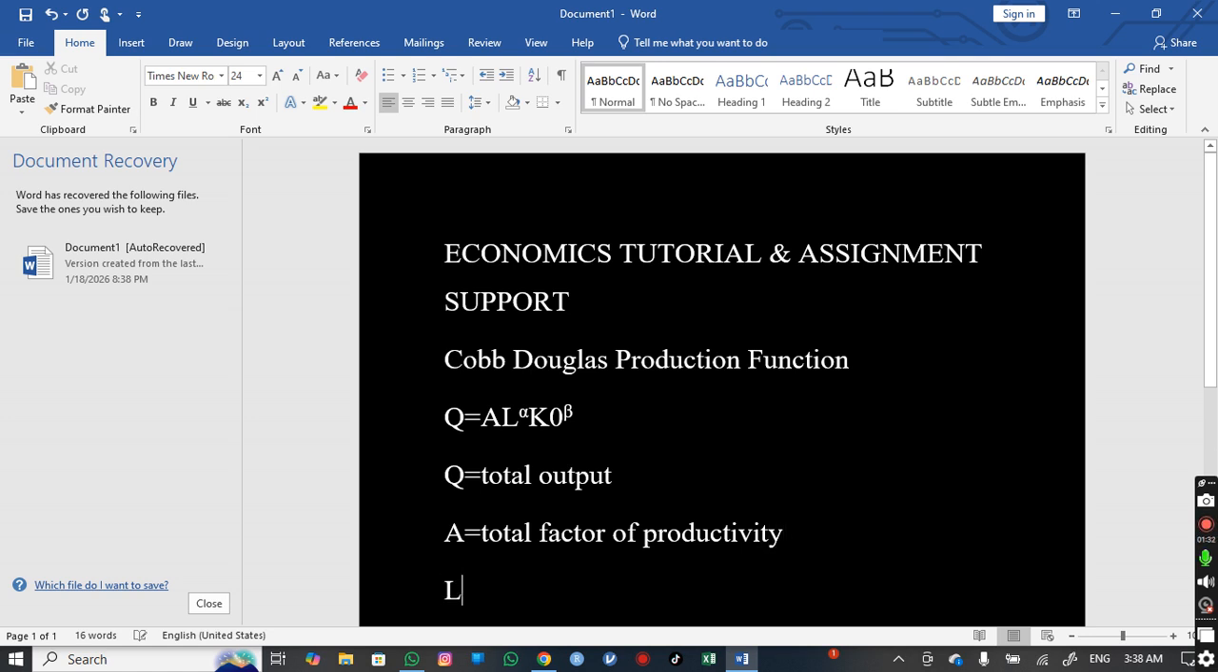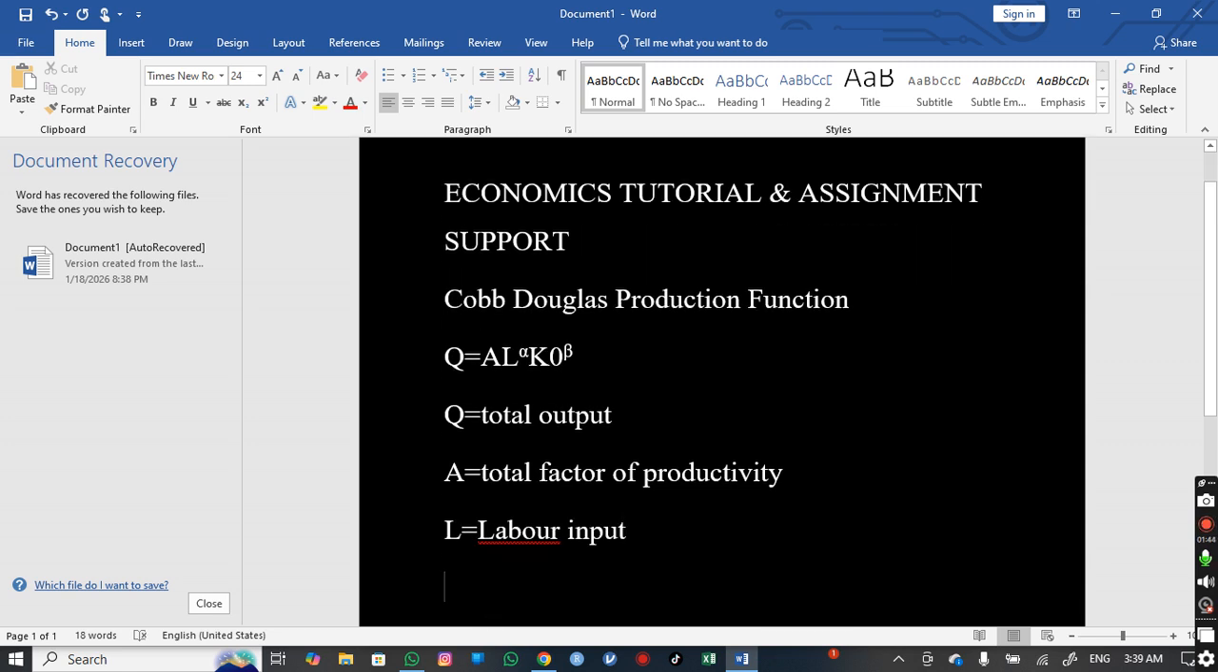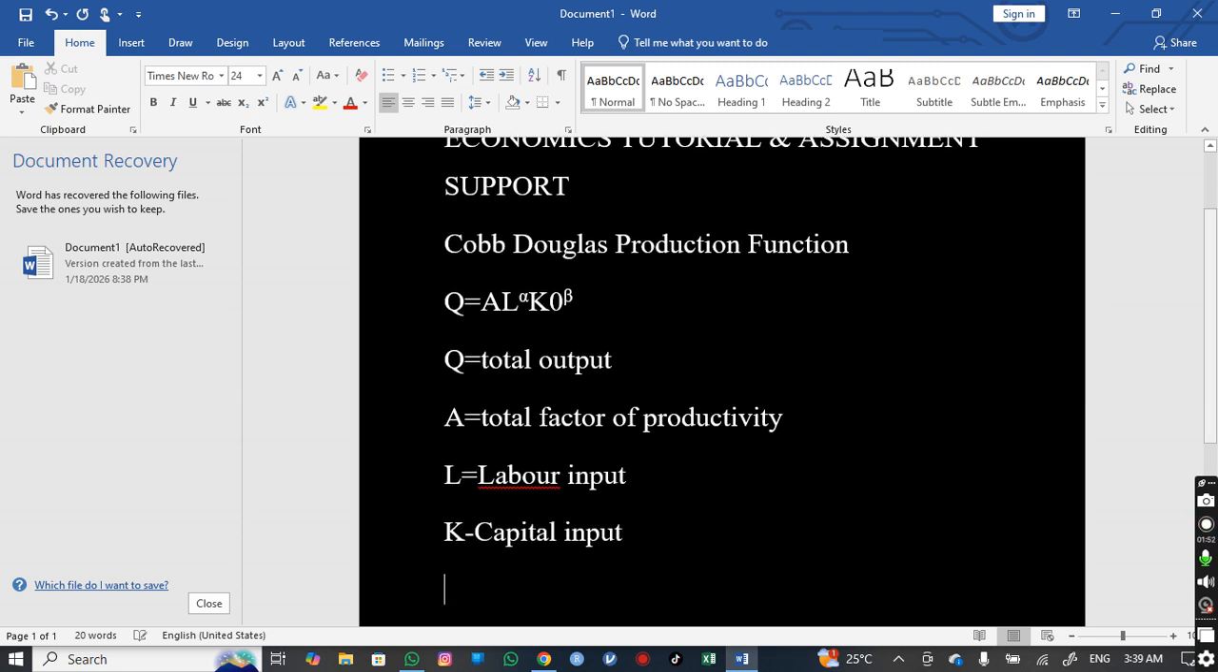Then we have L, which is the labor input. And then we have K. K is for the capital input.